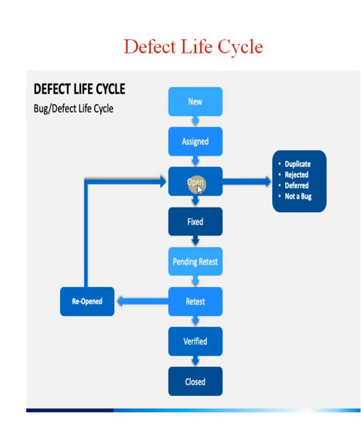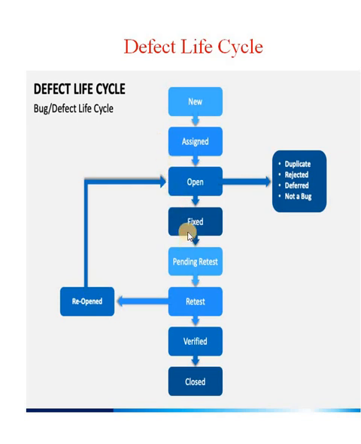This is happening in the open state. The developer analyzes that defect. If it is appropriate, then fix it, otherwise it will be transferred to any one of duplicate, rejected, defer, and not a bug states. This is the third state of your defect life cycle.